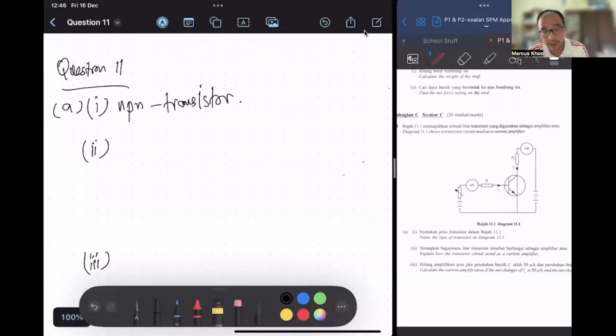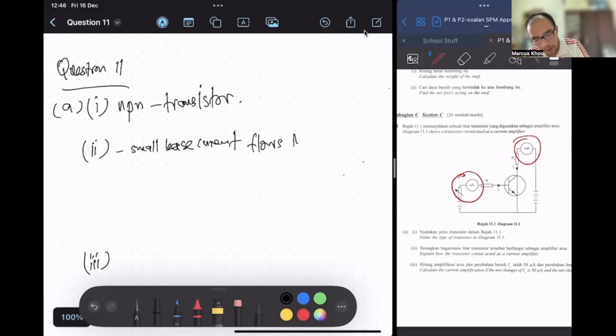Okay, so the second question is, explain how the transistor circuit acts as a current amplifier. So you have to first talk about how the transistor gets switched on, and then of course how the collector current becomes much bigger than the base current. Base current is in microampere, if you notice over here, whereas the collector current is in milliampere, which is much bigger. So the first thing you have to point out is a small base current flows in the base circuit. That's the first point.